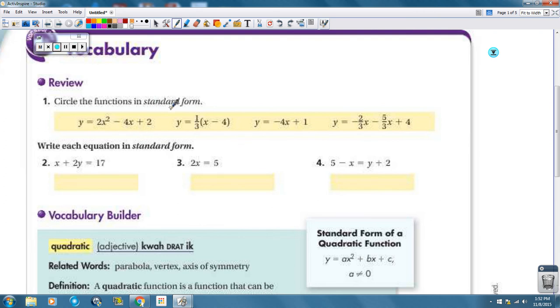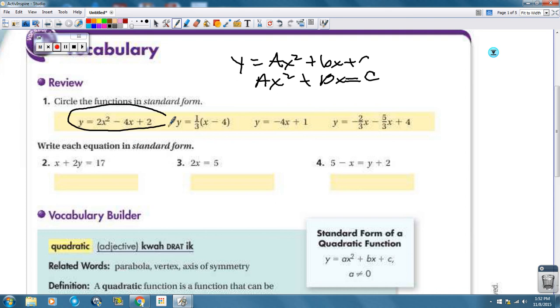The first thing they ask you to do is circle functions that are in standard form. You need to keep in mind that standard form on a quadratic is y equals ax squared plus bx plus c. On a linear equation, it's ax plus by equals c. Let me erase that. So this one would be in quadratic form, and that would be it. This is slope-intercept form, this is slope-intercept form. And this is not squared, so it's not even combined.